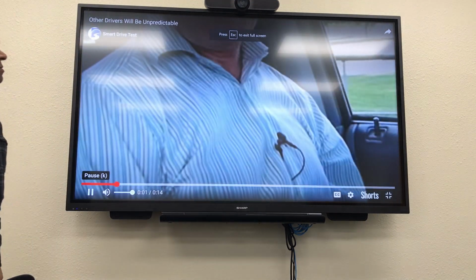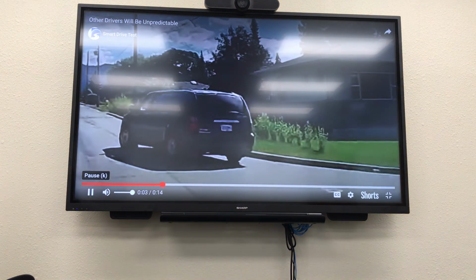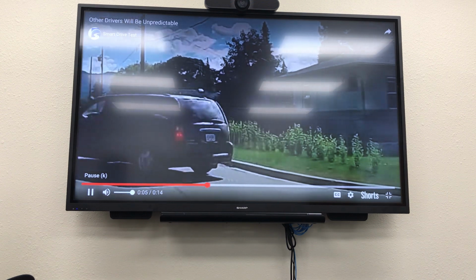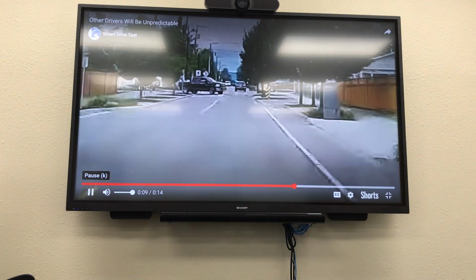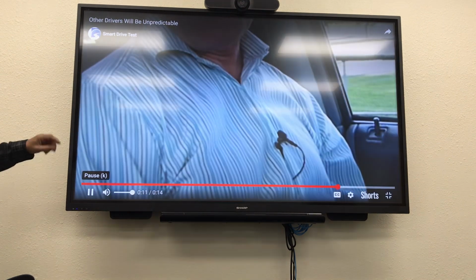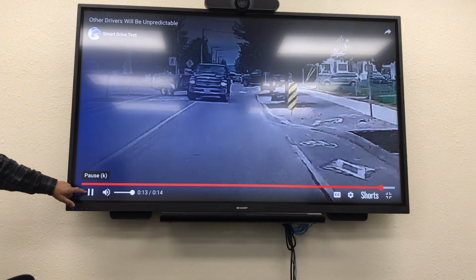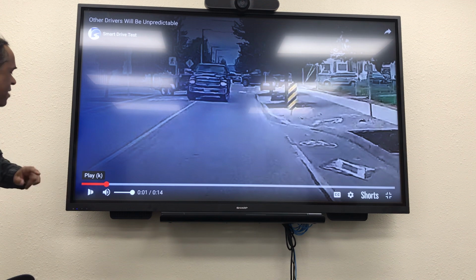Unpredictable actions on the part of other road users is not a matter of if it's going to happen, but when. Manage space well around your vehicle, then when it does happen, you're not really surprised and you're ready for it. For more information, smartdrivepets.com. Bye now.